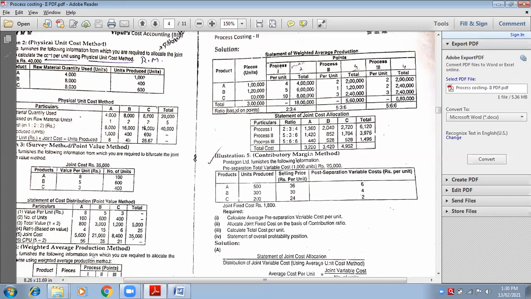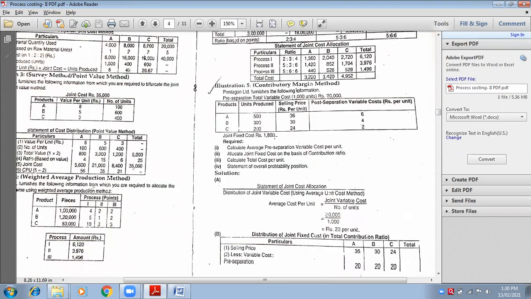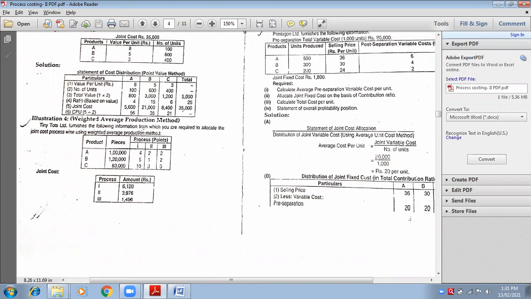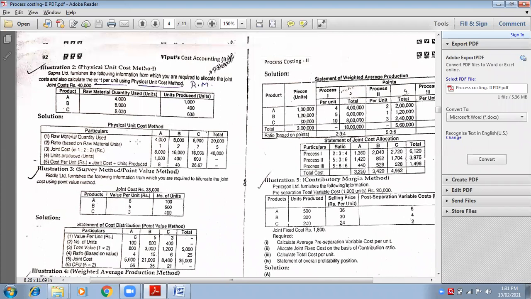Write down the ratios also. Process 1: how much was it? 2 is to 3 is to 4. And what was the ratio of process 2? 5 is to 3 is to 6. Very good. And what is the ratio of process 3? 5 is to 6 is to 6. Now listen very carefully. What is my joint cost of process 1? 6,120. But process 1 has 3 products A, B and C. So 6,120 has to be divided into 3 products A, B and C.